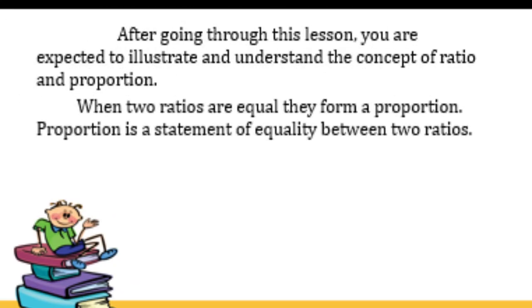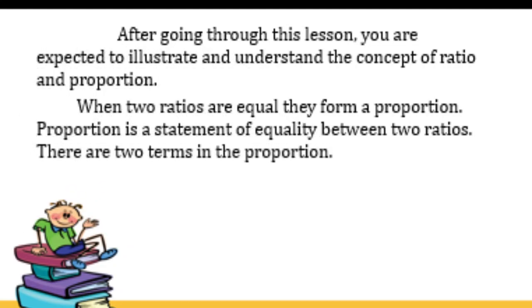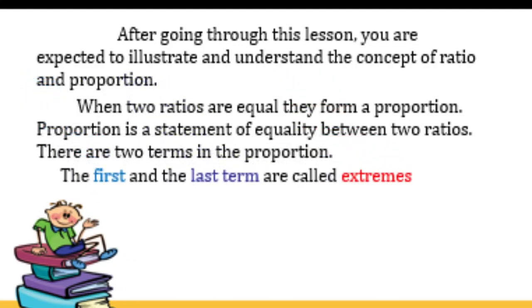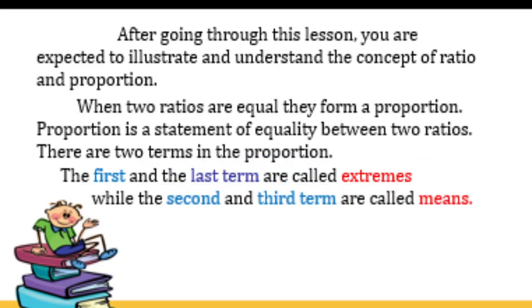When two ratios are equal, they form a proportion. Proportion is a statement of equality between two ratios. As we have defined last time, a ratio is a comparison of two quantities. There are two kinds of terms in a proportion. We have the first and the last term called the extremes, and the second and the third term called the means.